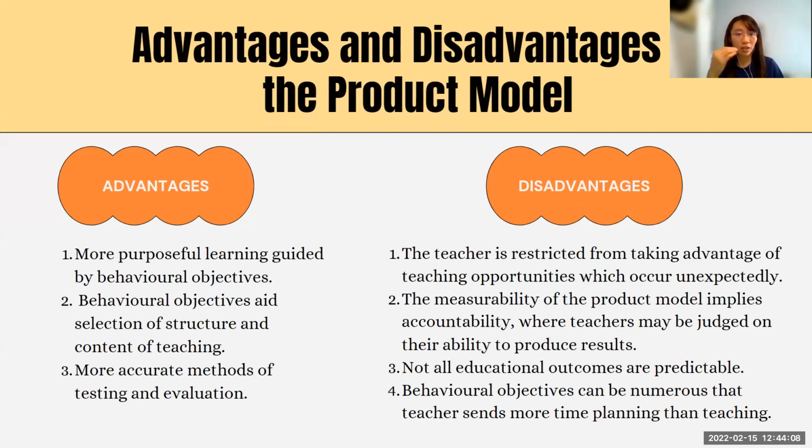And then these objectives also help the teacher in planning the class. So the teacher knows, okay, if I want to teach this topic, what sort of structure I should have in the class, what sort of content am I going to teach the students. And because everything is listed clearly, in black and white, it produces more accurate methods for testing and evaluation of the students' achievement. So it is easier to evaluate the students based on the objectives that have been stated.